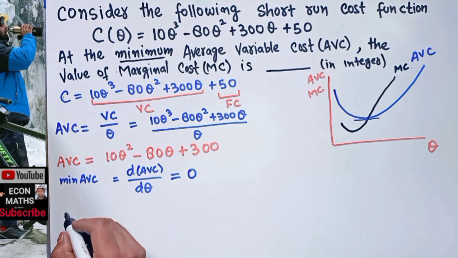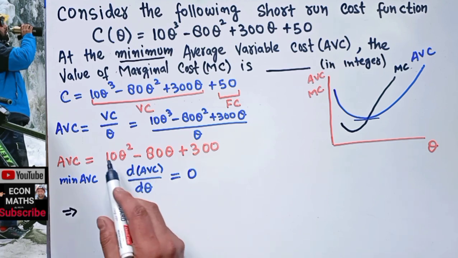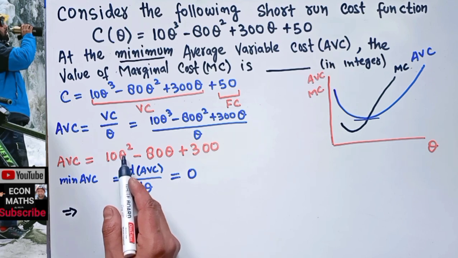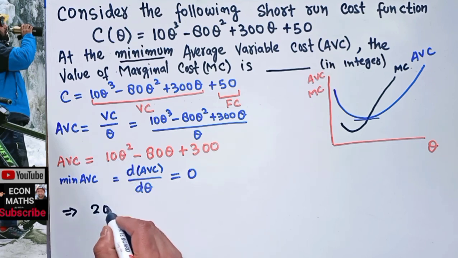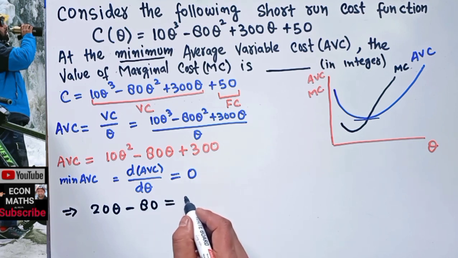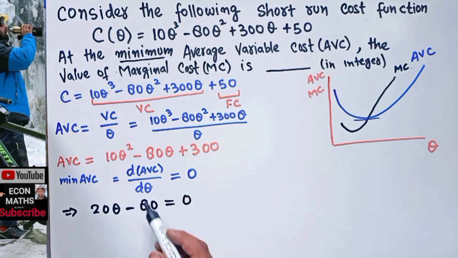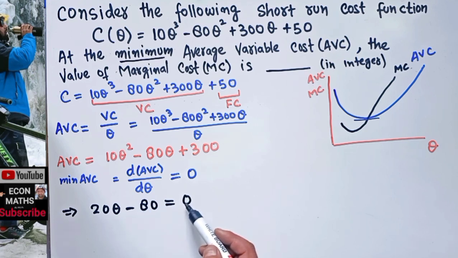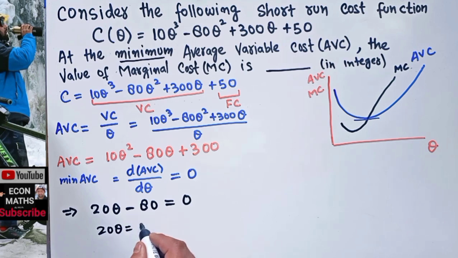Taking the derivative of this function with respect to output, the derivative of q square is 2q, so we will get 20q minus, the derivative of q is 1, so we are left with 80. The derivative of a constant is obviously 0, so we set it equal to 0 to get the minimum point of AVC. So 20q is equal to 80, which implies q is equal to 80 divided by 20, which is equal to 4.